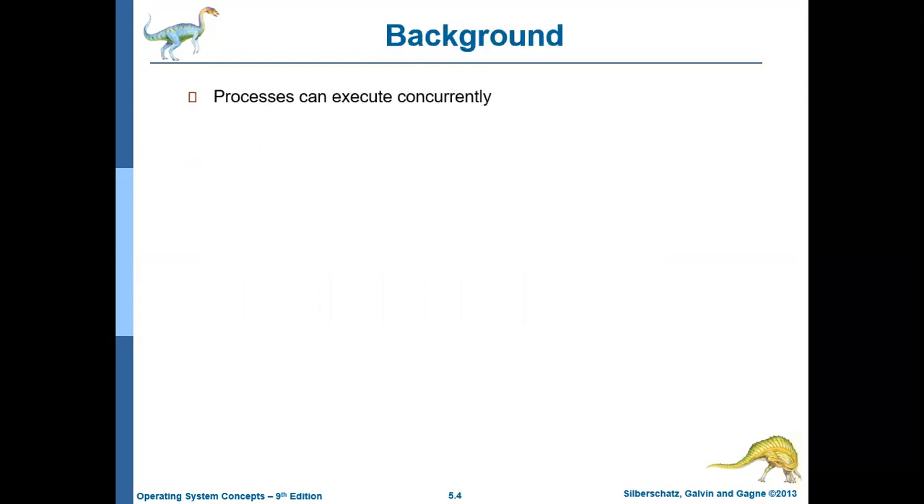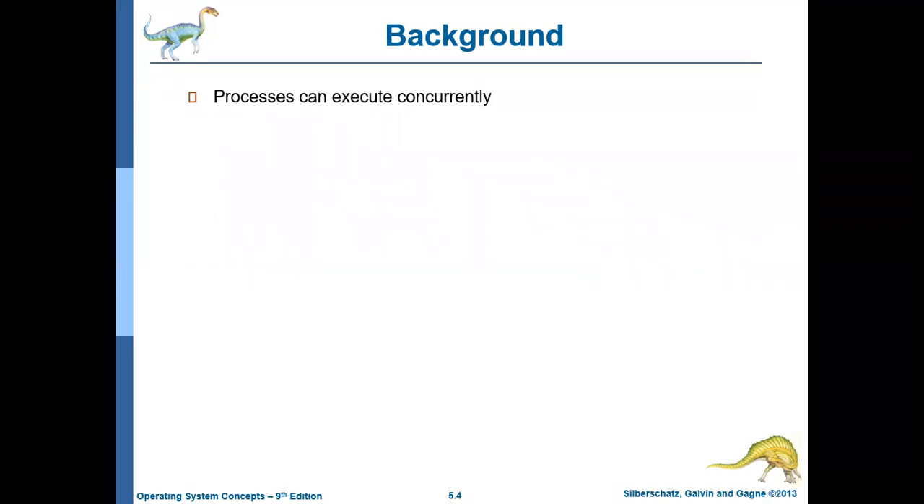So let us try to understand the need for process synchronization. As we already know, processes can execute concurrently. Concurrently in the sense that the system has only one CPU or one processor, but the processor can context switch between different processes. That is what is called concurrency. Okay. So concurrency is not parallel execution. For parallel execution, you need more than one processor.